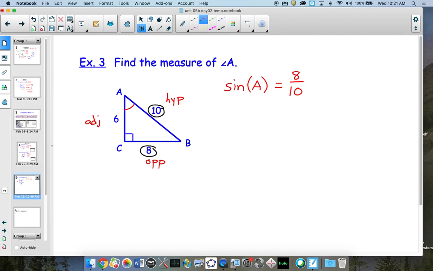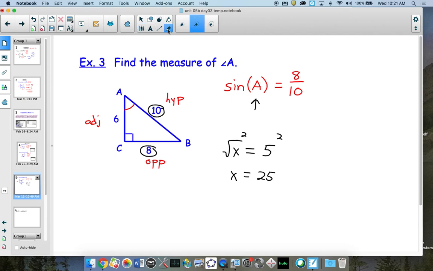Now, I need to figure out what the angle A is here, which means I need to undo the sine. So what I want you to think about is this problem. What if I said the square root of x equals, I don't know, 5? Everybody knows how to solve that. You square both sides, because squaring undoes the square root, and so then we just have x, and then 5 times 5 is 25. Okay. So it's the same idea.